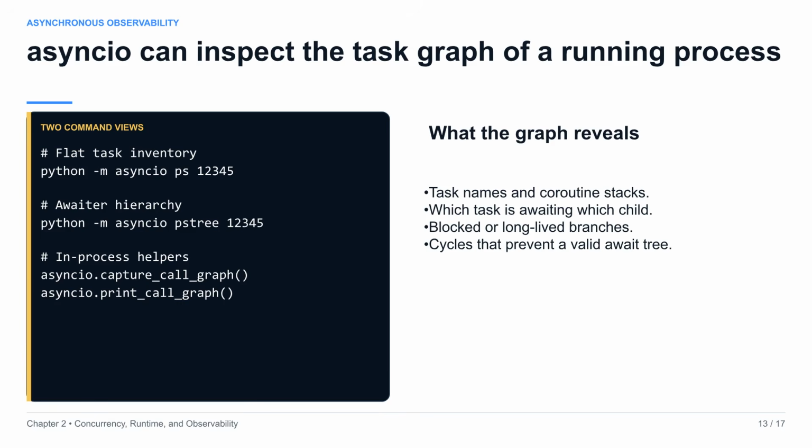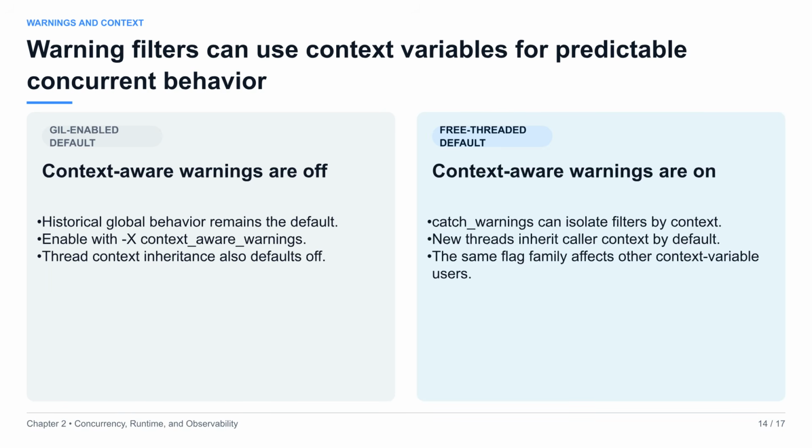A task graph explains local control flow at one moment, while production observability still needs timing, request identity, resource usage, and cross-service context. Global warning filters are difficult to reason about when multiple threads or asynchronous tasks enter catch_warnings at the same time. Python 3.14 can store warning state in a context variable, providing predictable isolation across concurrent work.